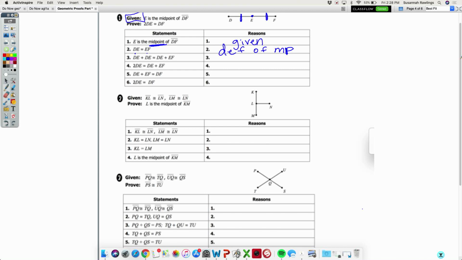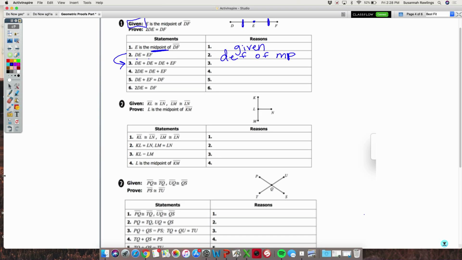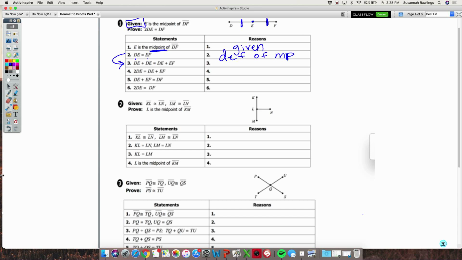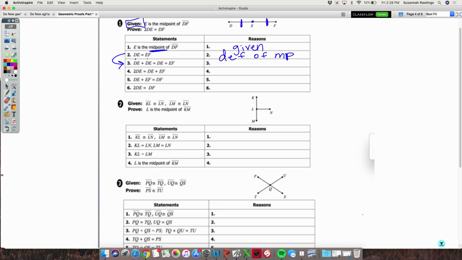So let's look at our next step. What you want to ask yourself is what's changing from one step to the next. So looking from step 2 to step 3, what changed there? Raise your hand if you see something that changed. Okay, so the EF is still there, right? Look at each side of the equation, but what changed? Plus.